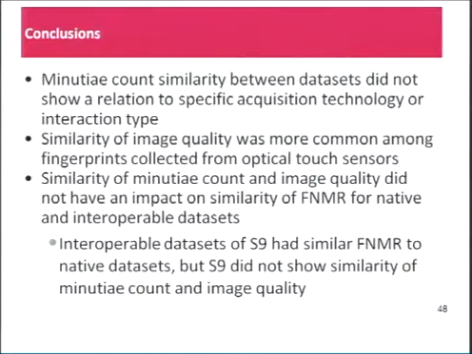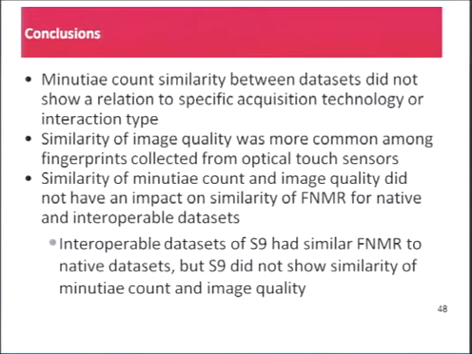So some of the conclusions that we had from the study: the minutia count similarity between datasets did not show a relation to a specific acquisition technology or an interaction type. But we did notice that similarity of image quality was more common among fingerprints collected from the optical touch sensors, and this might have to do with the fact that they were all touch type sensors. The similarity of minutia count and image quality did not really have an impact on similarity of false non-match rate, but it did have an impact in reducing the absolute false non-match rates for the interoperable datasets.